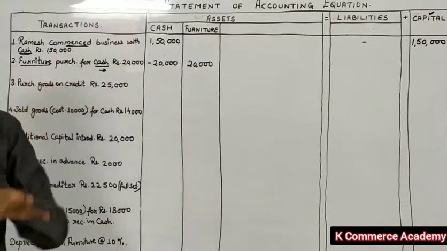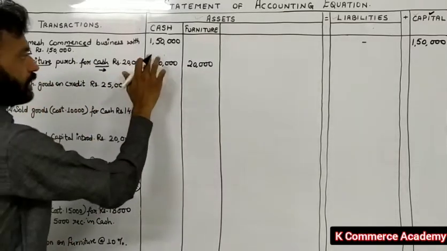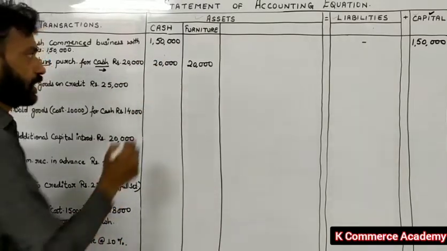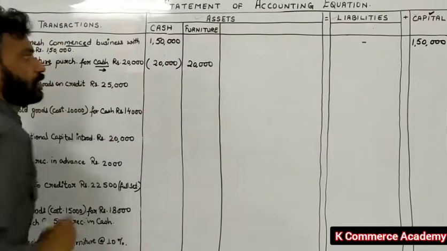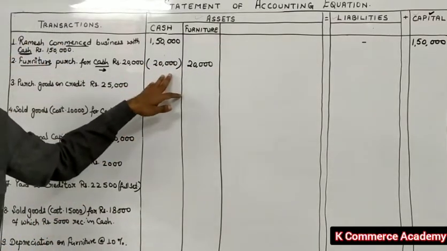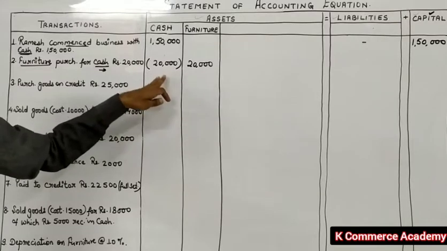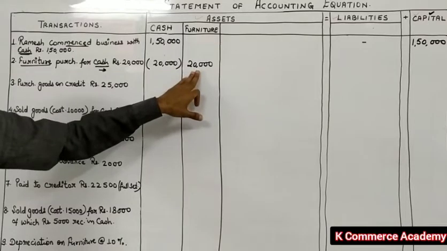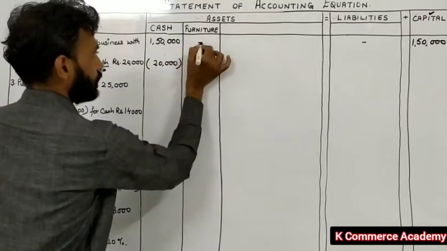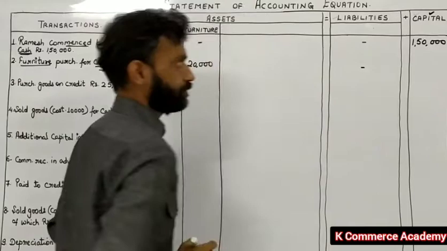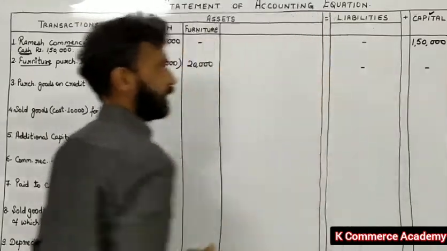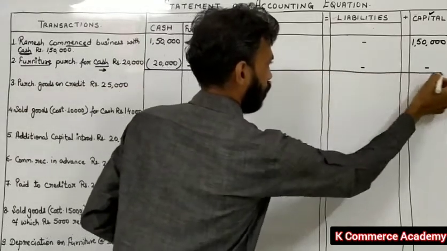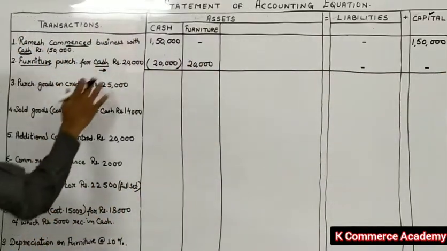But the thing is, in accounting, we do not use the minus sign. Instead, if we want to deduct any amount, if we want to show the negative figures, we use brackets. So what we are going to do, we will put the brackets on 20,000 as this 20,000 will be deducted from cash, and in furniture column 20,000 will be added. There will not be any change in liabilities and there will not be any change in capital. Now after this transaction we have to check whether our accounting equation is satisfied or not.